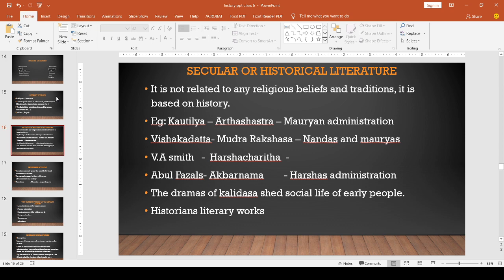And the dramas of Kalidasa shed light on the social life of early people. What are the dramas of Kalidasa? Shakuntala, Meghaduta, and Malavikagnimitra shed light on the social life of that age. And also some historians' literary works give information about ancient times. So through these books, we can collect more and more information about our past.